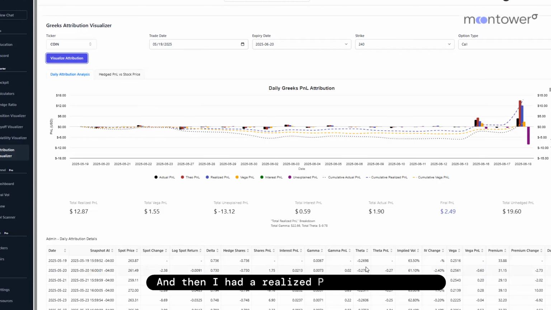And then I had a realized P&L because I made money on my gamma, presumably. Because I sold shares at 263.87, and then the next day I was able to buy a little bit of stock because the delta of those calls fell a little bit as we got closer to the strike. So I made money because I sold stock at 263.87 and bought some stock back at 261.49. That's my gamma P&L. My gamma P&L was tiny. I only made 2 cents because it was a very small move. My delta didn't change much. I lost 27 cents in Theta.